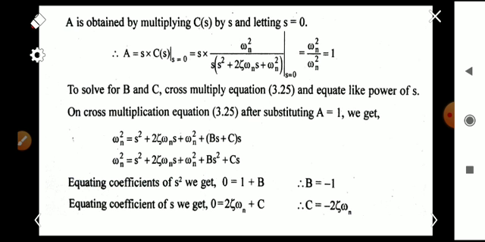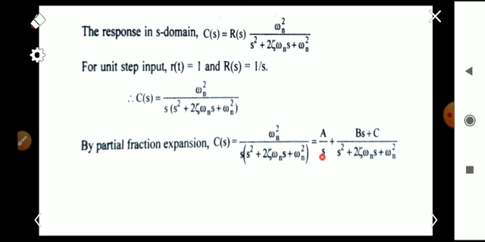And equating the coefficient of s, we will get 0 is equal to, the coefficient of s is 2 zeta omega n and c. Okay, so 0 is equal to 2 zeta omega n plus c, so c will be minus 2 zeta omega n, and substitute the value of a, b and c in the equation here.